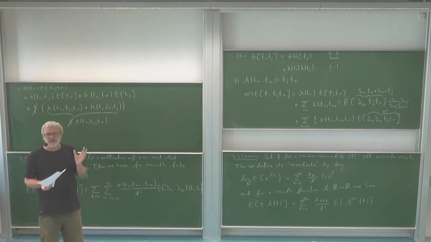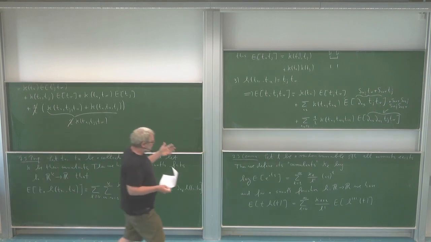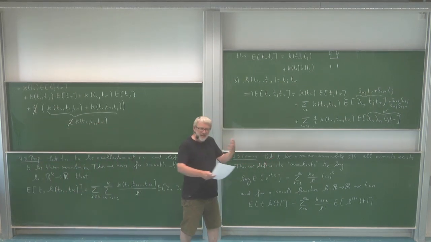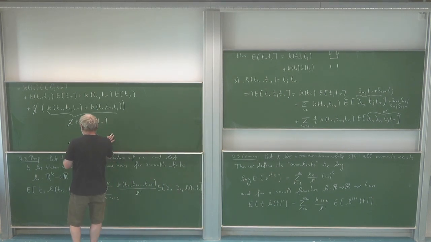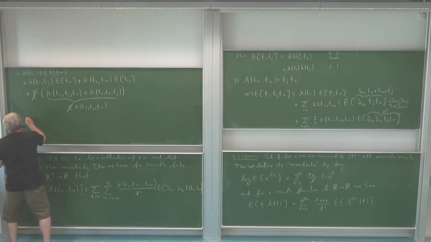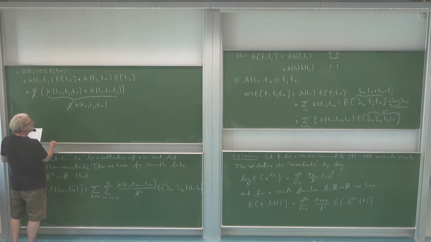If I had 1 over some factorials in those formulas, this wouldn't be so nice. So those factorials are showing up in this formula, but in the end, if you really work it out, they all disappear.